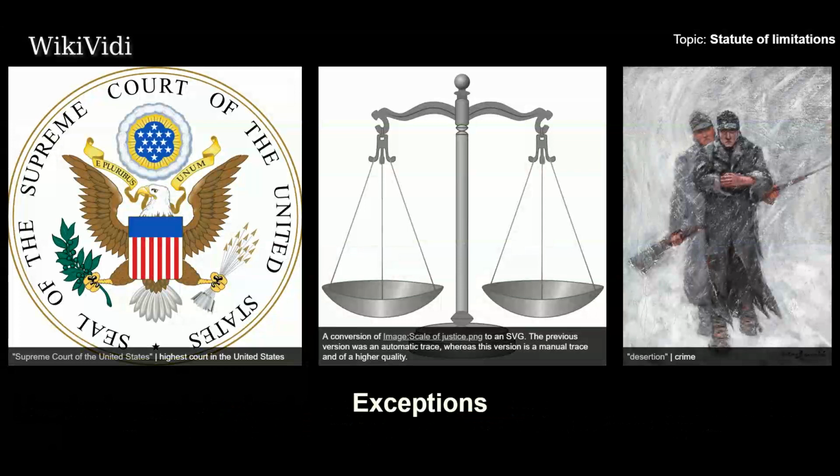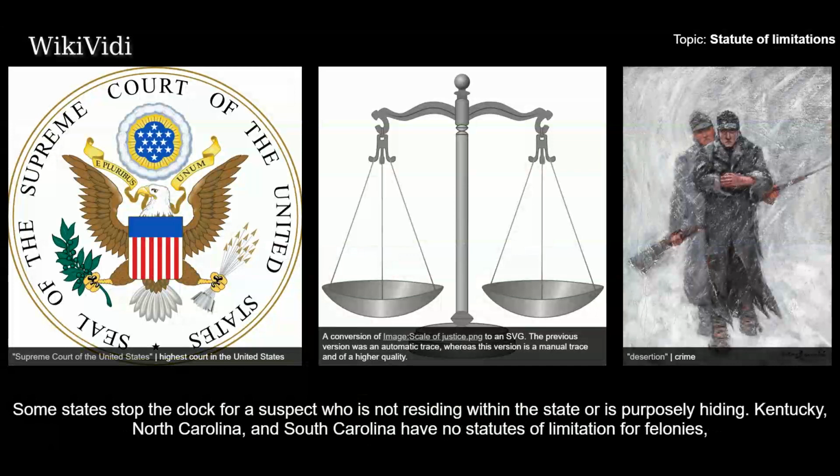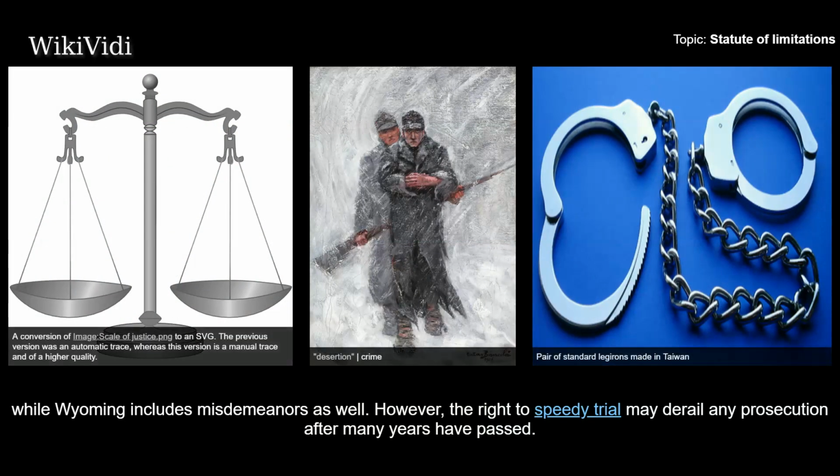Exceptions. U.S. jurisdictions recognize exceptions to statutes of limitation that may allow for the prosecution of a crime or civil lawsuit even after the statute of limitations would otherwise have expired. Some states stop the clock for a suspect who is not residing within the state or is purposely hiding. Kentucky, North Carolina, and South Carolina have no statutes of limitation for felonies, while Wyoming includes misdemeanors as well. However, the right to speedy trial may derail any prosecution after many years have passed.